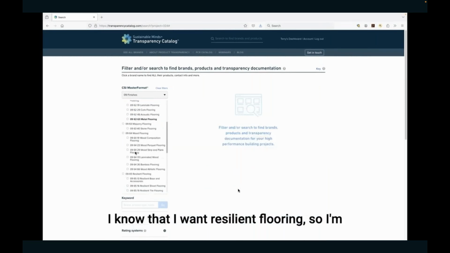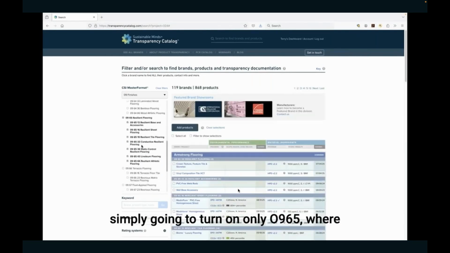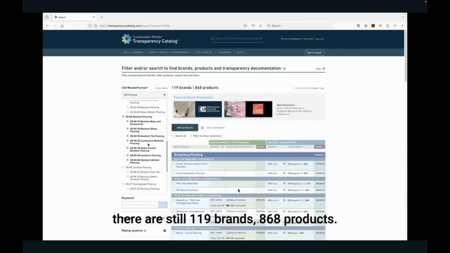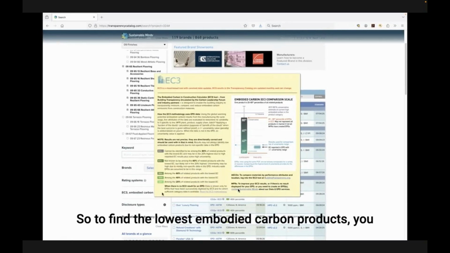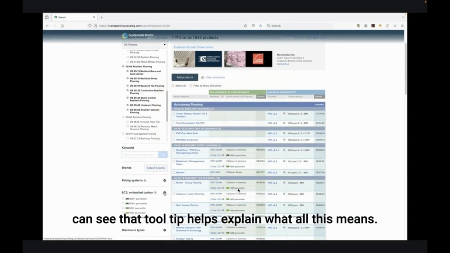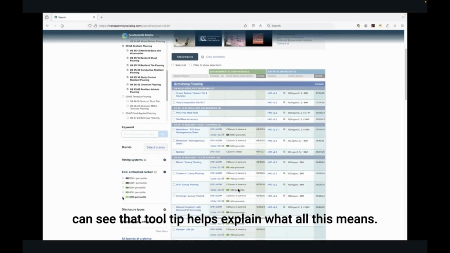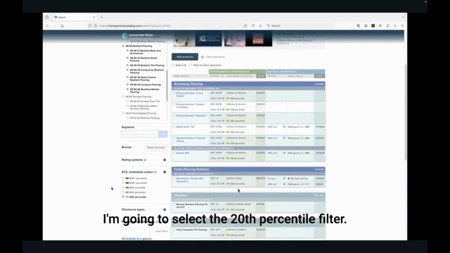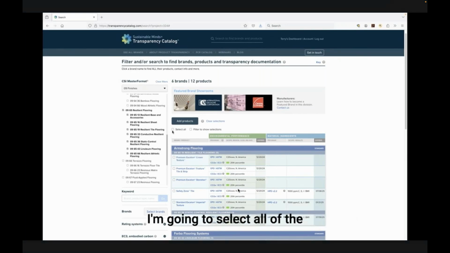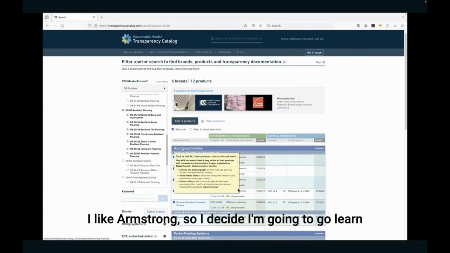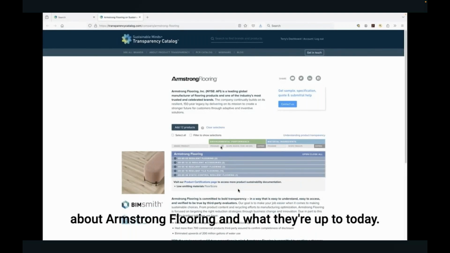I know that I want resilient flooring, so I'm simply going to turn on only 0965, where there are still 119 brands, 868 products. So to find the lowest embodied carbon products, you can see that tooltip helps explain what all this means. I'm going to select the 20th percentile filter, which leaves me with 6 brands and 12 products. So we're going to do our product research later. I'm going to select all of the products to add to my project, but then I notice that Armstrong Flooring is here at the top of the list. I like Armstrong, so I decide I'm going to go learn about Armstrong Flooring and what they're up to today.